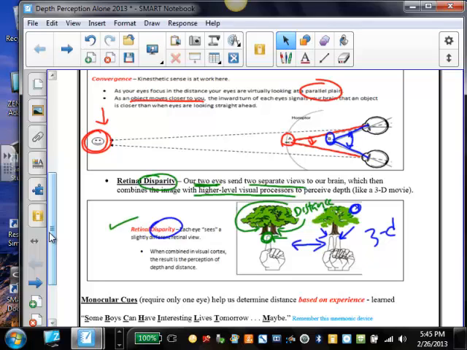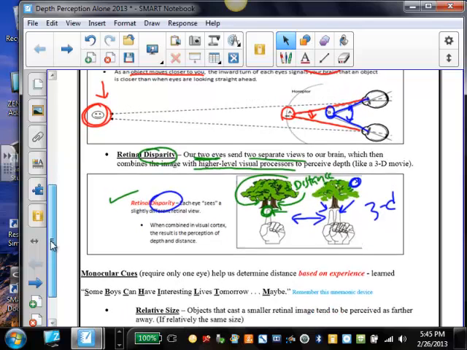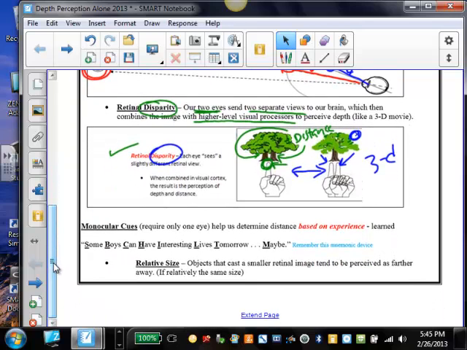We already have. Now this brings us to monocular cues, and I'm going to stop there, and we will add a feature a little bit later when we talk about monocular cues. Heck, let's talk about them right now.